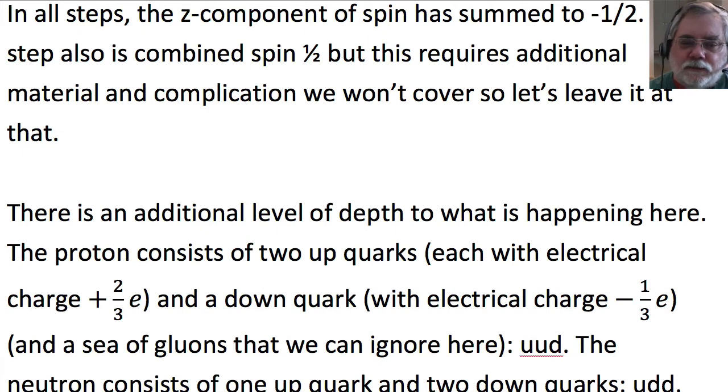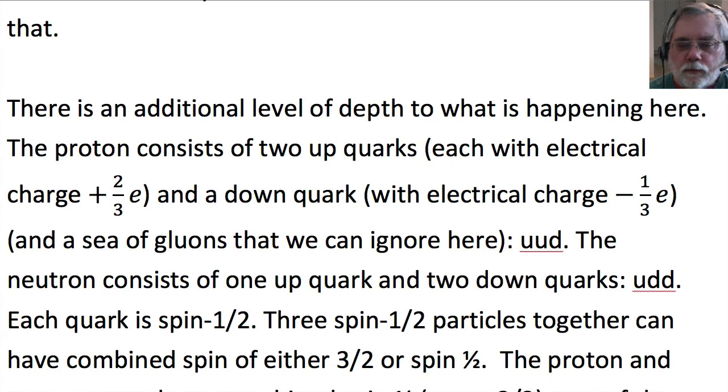Now we can look at this at an additional level of depth as well to see what's happening here. The proton consists of 2 up quarks, each with electrical charge of plus 2/3 e, and a down quark with electrical charge minus 1/3 e. When we sum them together, the proton has charge plus e. The proton also has a sea of gluons, and we can ignore those completely here. So the proton consists of up, up, down in terms of quarks. The neutron consists of 1 up quark and 2 down quarks, up, down, down, which gives it a total electrical charge of 0.